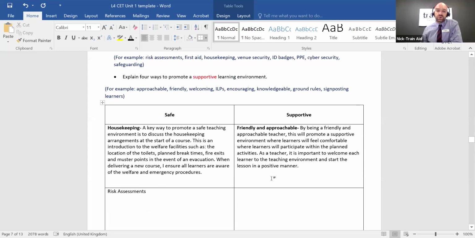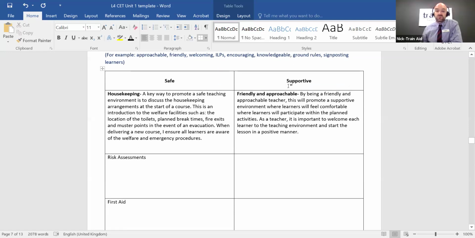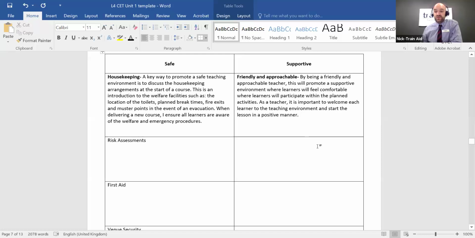Just moving on to supportive. Okay, so as we can see, we've got a range of different ways that you can promote a supportive teacher. So our first one I wrote is by being friendly and approachable. Okay, it goes without saying, if you're friendly as a teacher, you're going to build up a good relationship and rapport. So by being a friendly and approachable teacher, this will promote a supportive environment where learners will feel comfortable, where learners will participate within the planned activities.